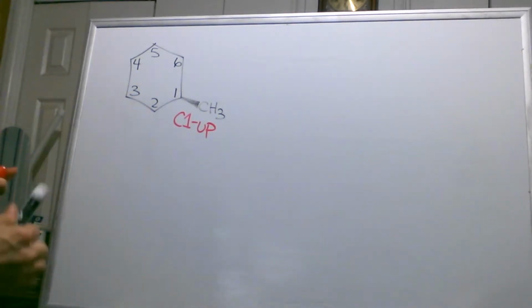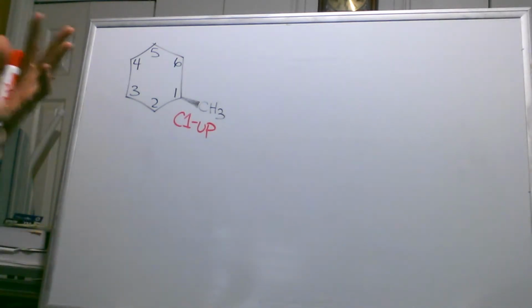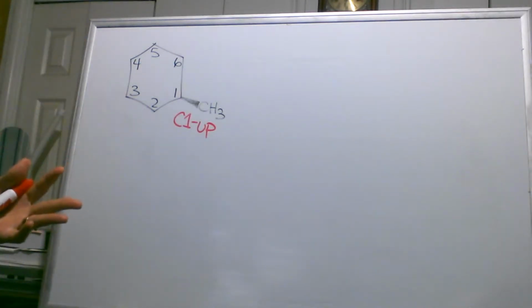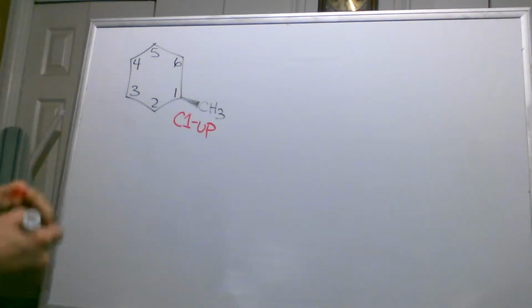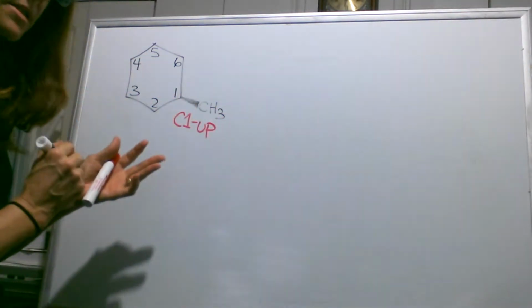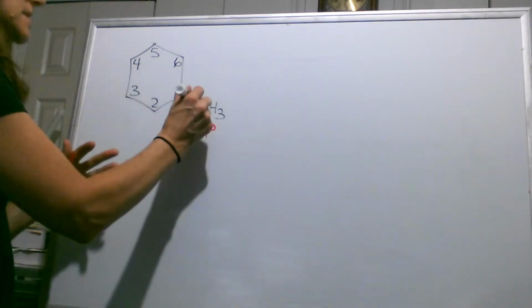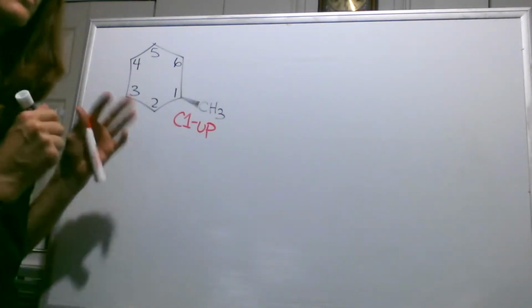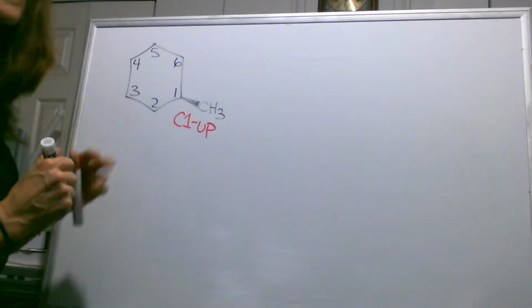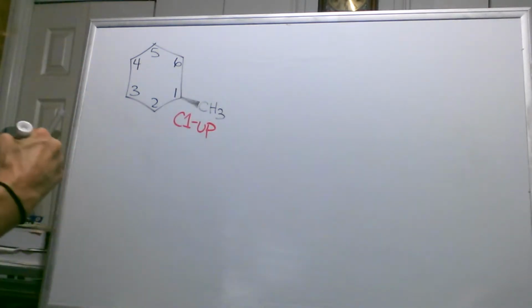Now, when we go to draw the chair form, the first chair form, we're going to draw a generic chair structure the same way every time. When I say generic chair, I mean you draw the chair, you draw all of the bonds, all the axial bonds, all of the equatorial bonds, and then you put the substituents where they need to go. So no matter what, draw all the bonds in the same way every time for the chair form.